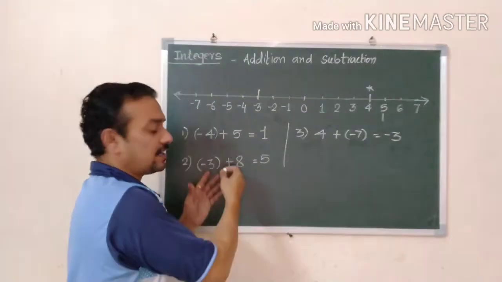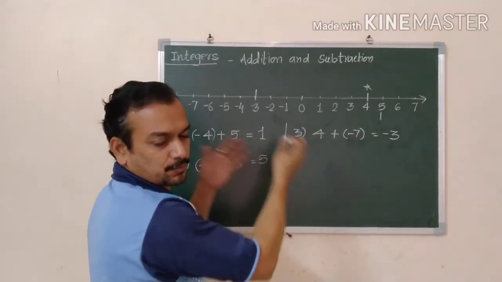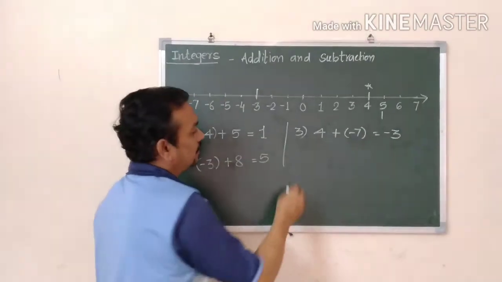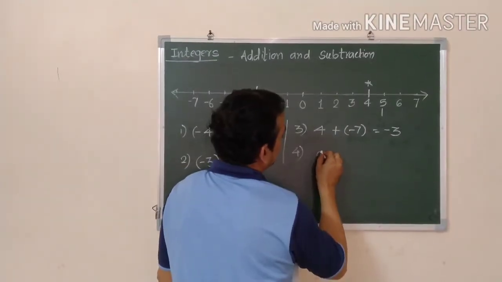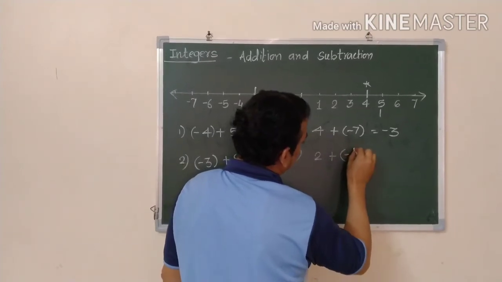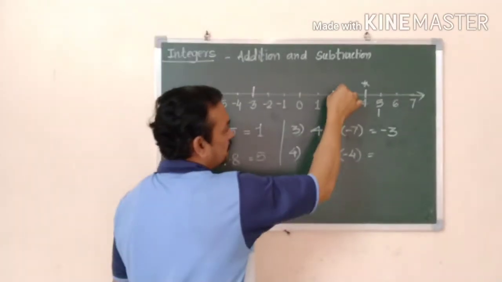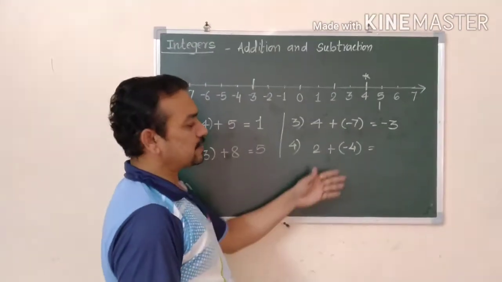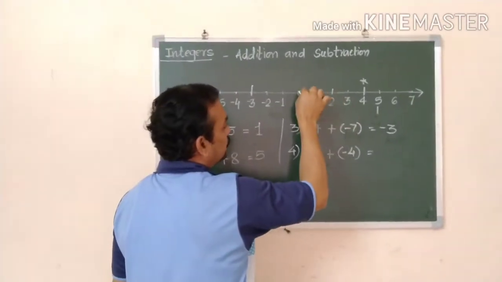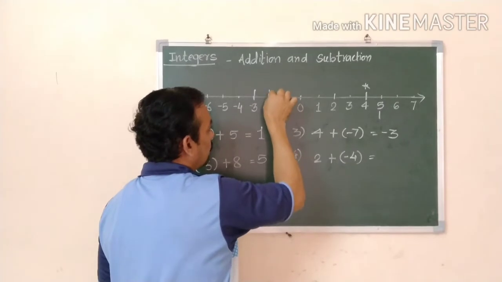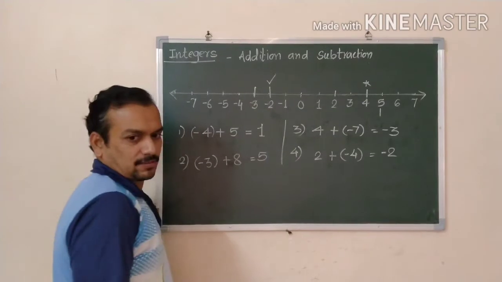Okay. If we add a positive number, then move forward. If we add a negative number, move backward on the number line. I will explain another one. Look at here. 2 plus -4. Where is 2? Here is 2. Adding -4 means move backward 4 units: 1, 2, 3 and 4. We got -2 as the answer of this example.